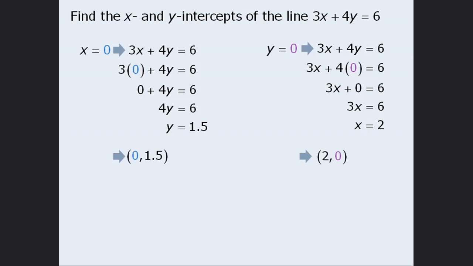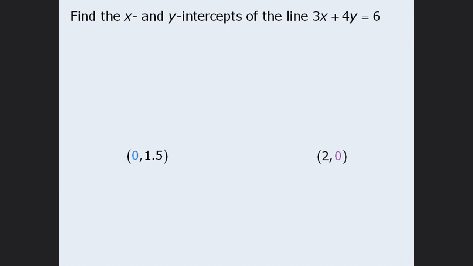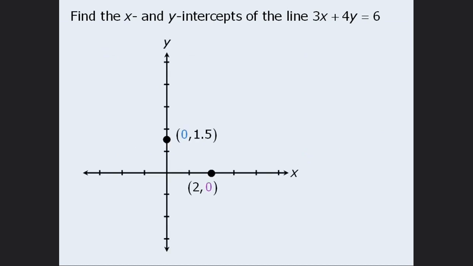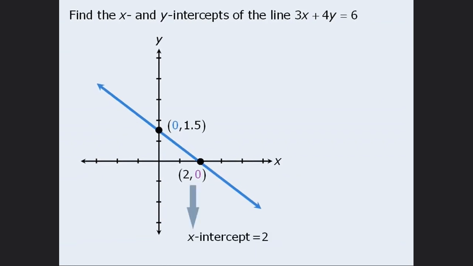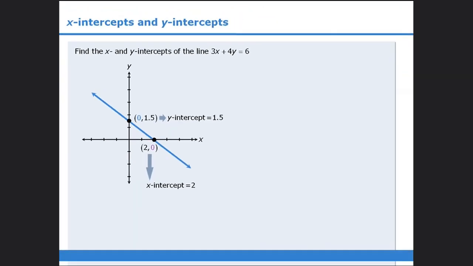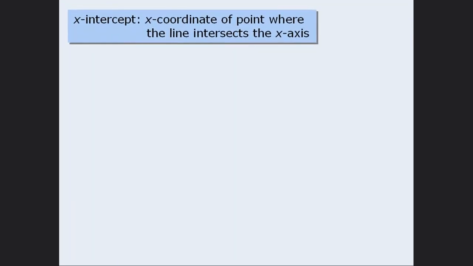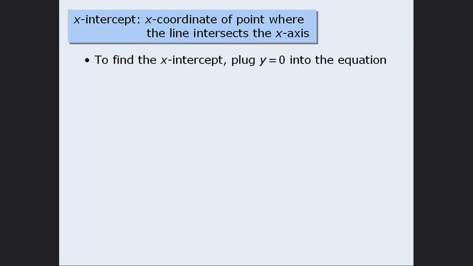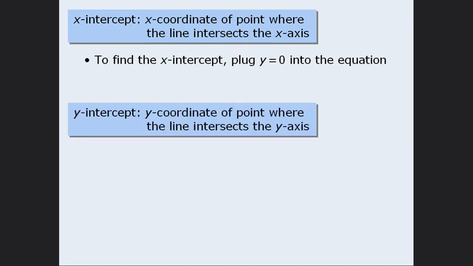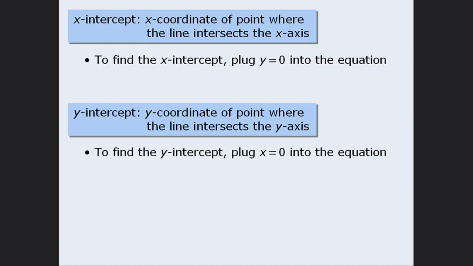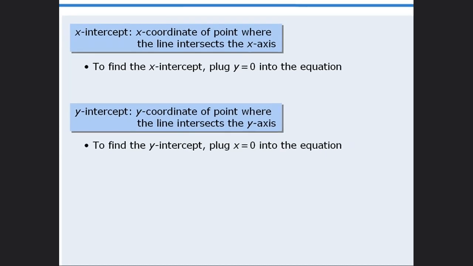Now if we take these solutions and plot them in the xy plane, we can see that the resulting line has x-intercept 2 and y-intercept 1.5. Okay, let's summarize. In this lesson, we learned the definition of x-intercept, and we learned that we can find the x-intercept of a line by plugging y equals 0 into the equation. We also learned the definition of y-intercept and how to find the y-intercept by plugging x equals 0 into the equation.